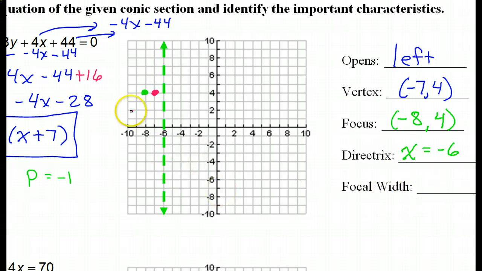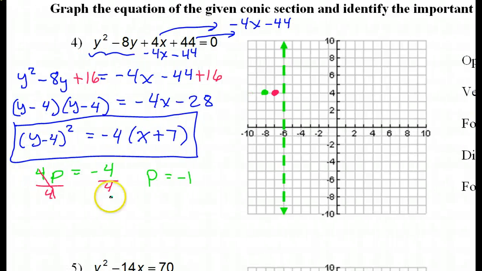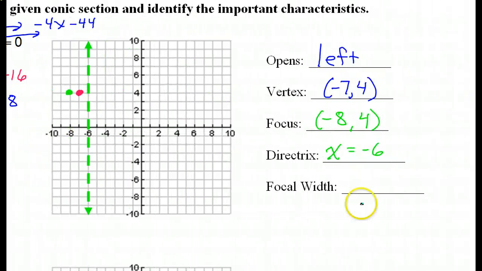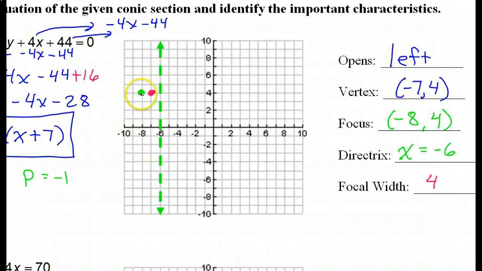Alright, now the focal width will give me 2 more points. Let's snag that focal width real quick. Alright, ignoring the negative sign, because width can't be negative, the focal width is 4. Okay, that tells me that the width of the parabola at the focus will be 4, which means 2 up and 2 down in this case, for a total of 4. And that's enough to allow me to draw this parabola.